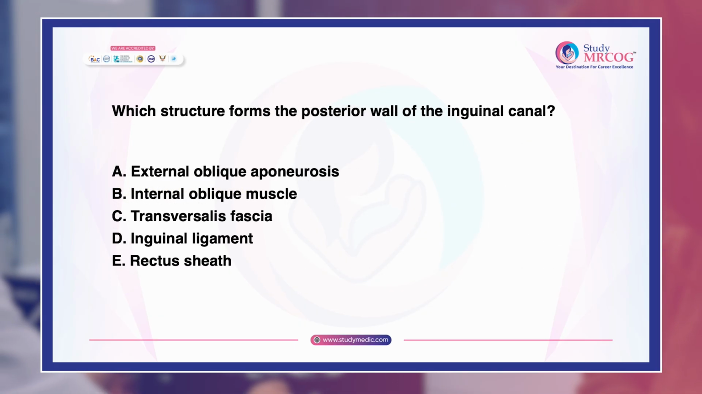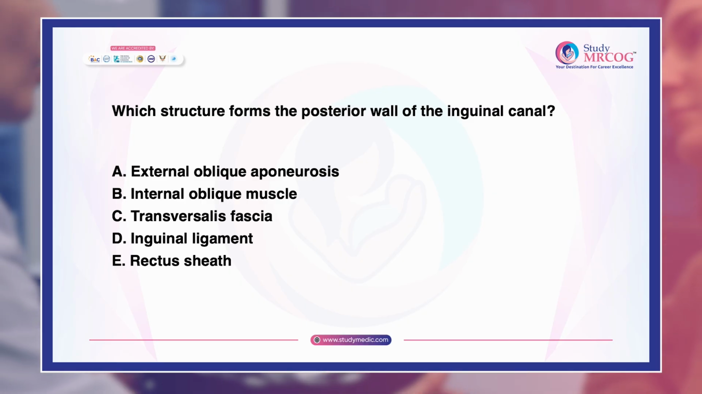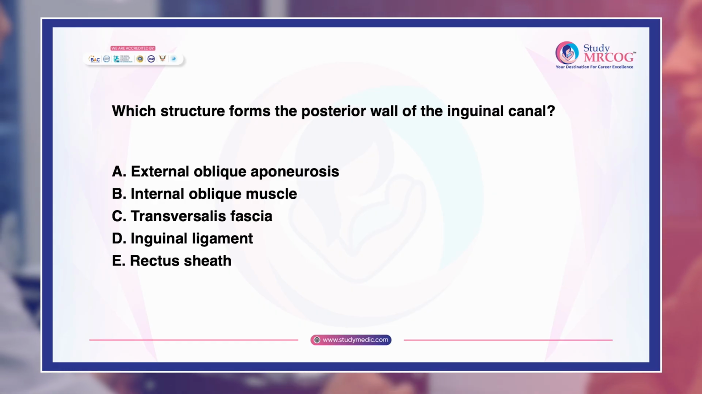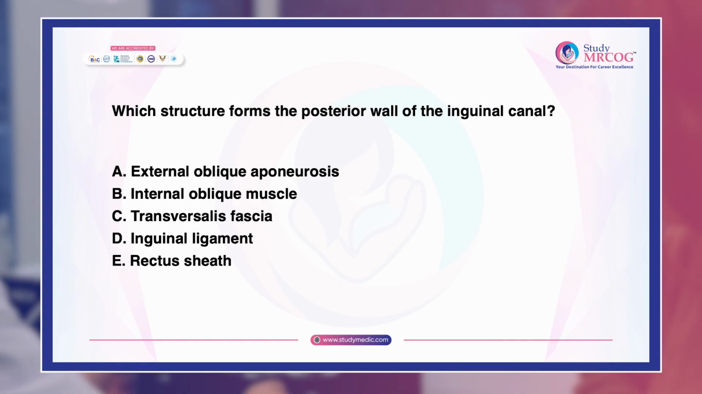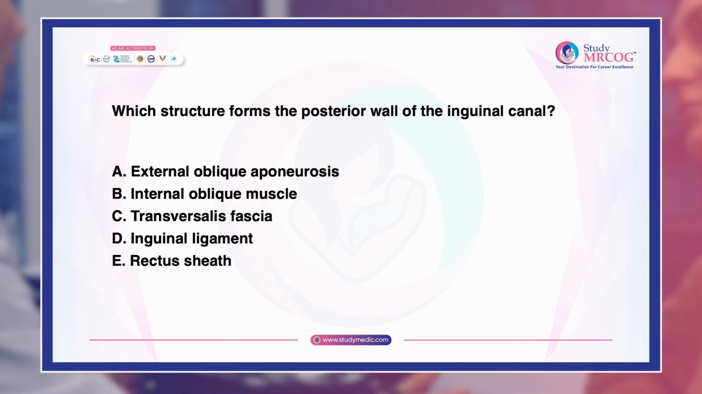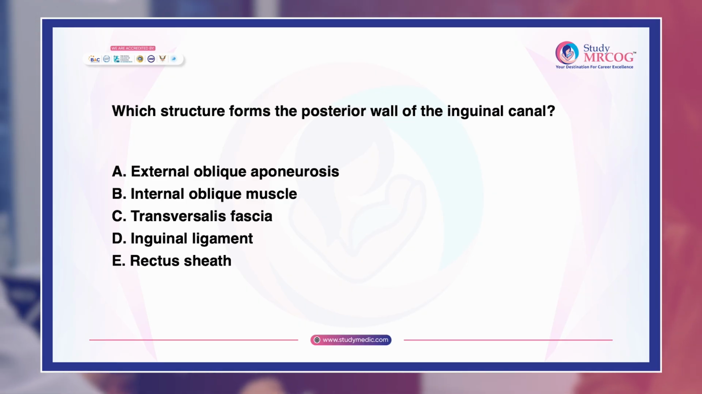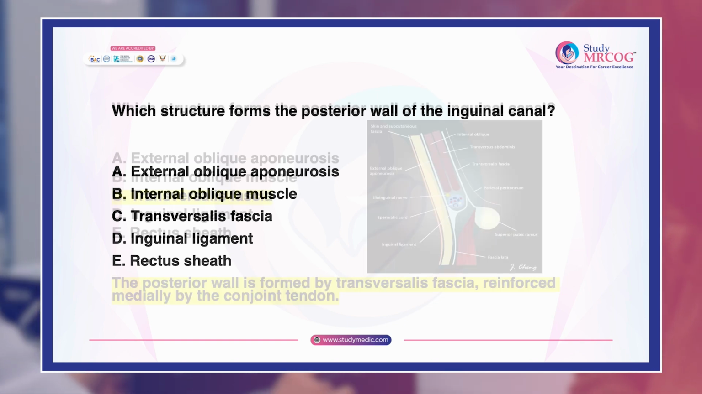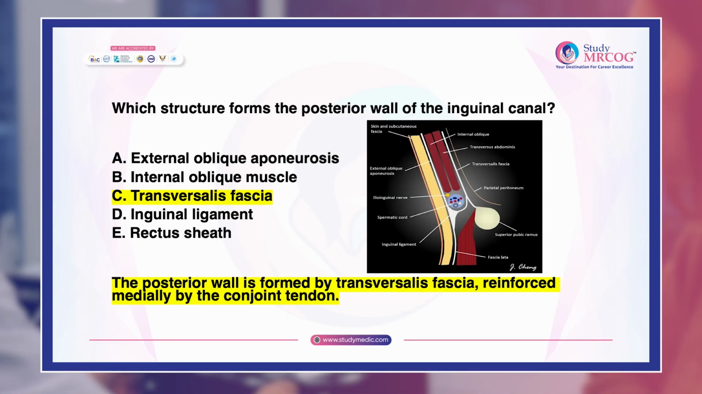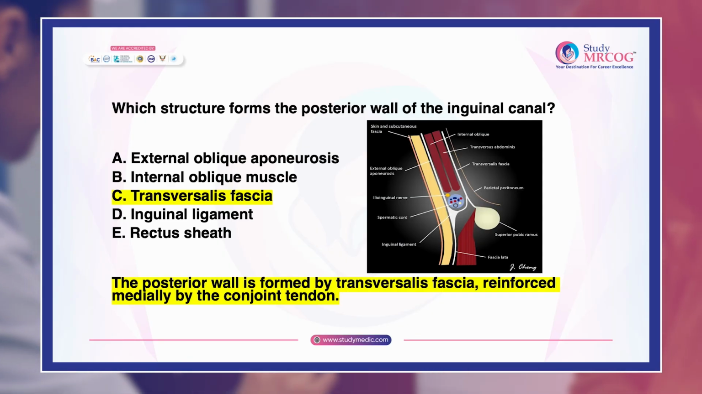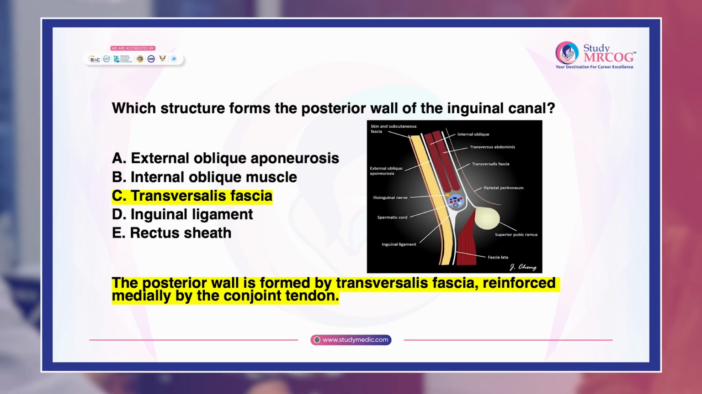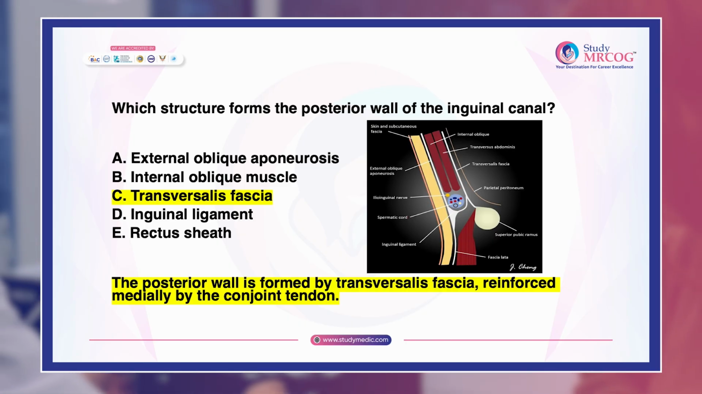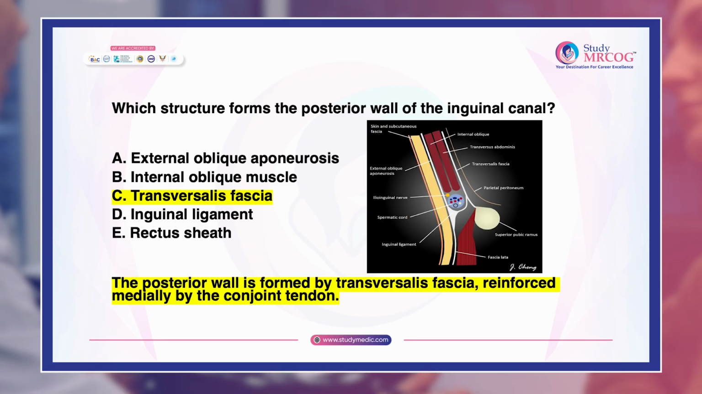Which structure forms the posterior wall of the inguinal canal? Is it the external oblique aponeurosis? Is it the internal oblique muscle? Is it the transversalis fascia, inguinal ligament, or the rectus sheath? Now remember what the mnemonic was, and before we move on to the answering screen, keep the answer in your mind. It is the transversalis fascia. The posterior wall is formed by the transversalis fascia, and at the medial end, it is reinforced by the conjoint tendon.